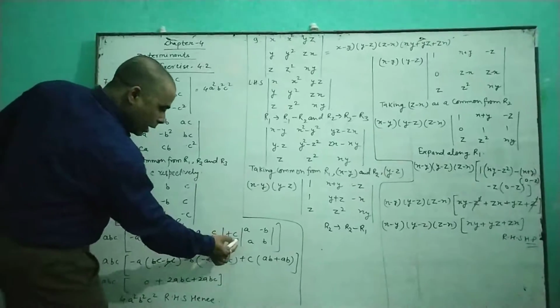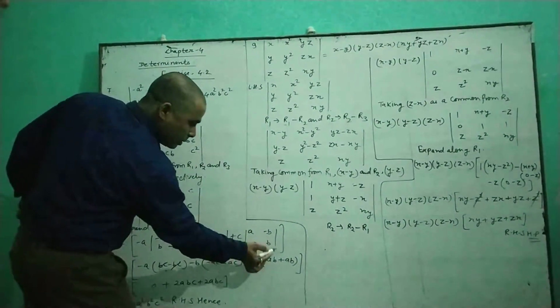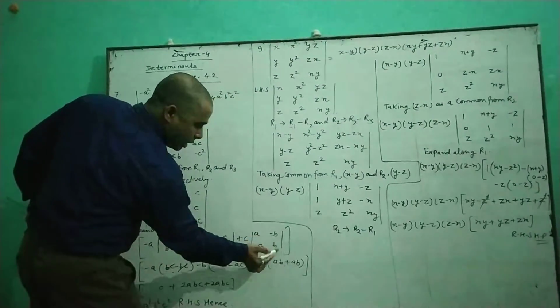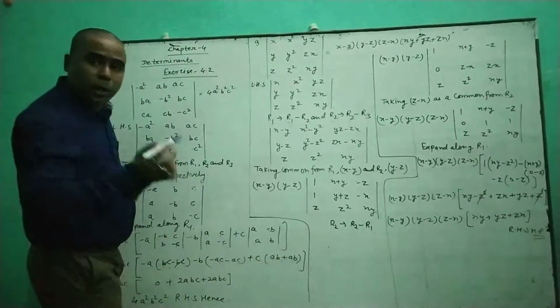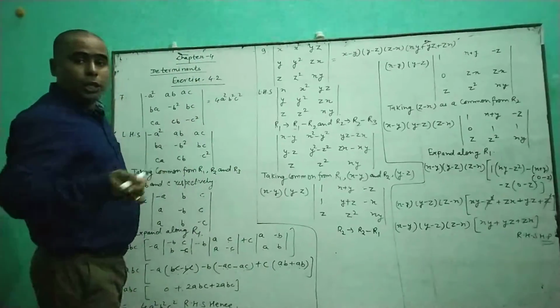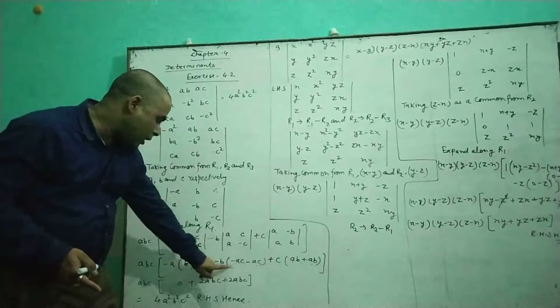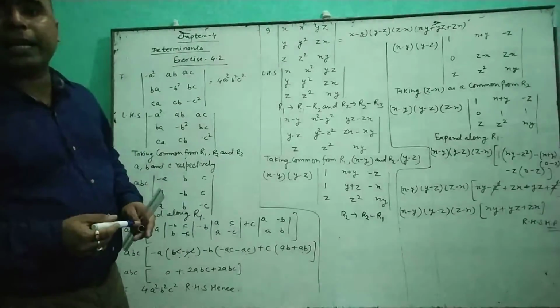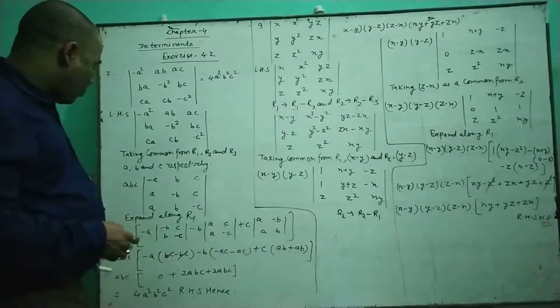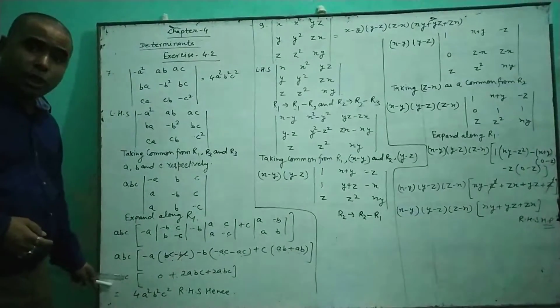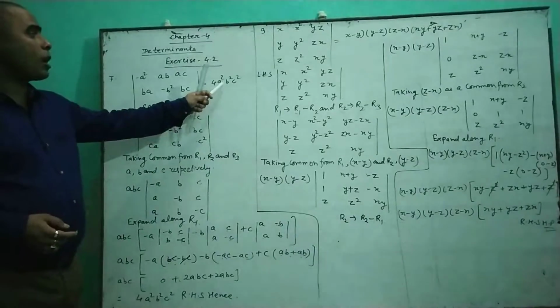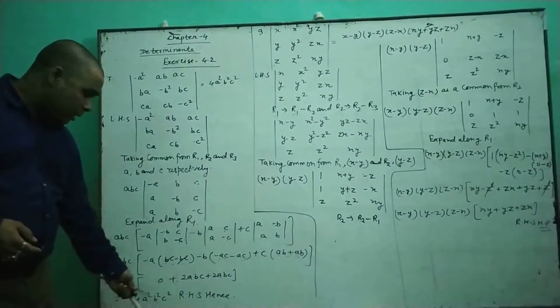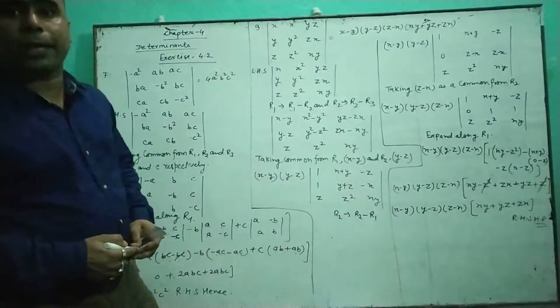Now in here, AB minus and minus plus AB, 2AB. 2AB multiplied by C, it means 2ABC here and 2ABC here. And 2ABC and 2ABC we get 4ABC. Now 4ABC multiplied by ABC we get 4A square, B square and C square. This is the right hand side.